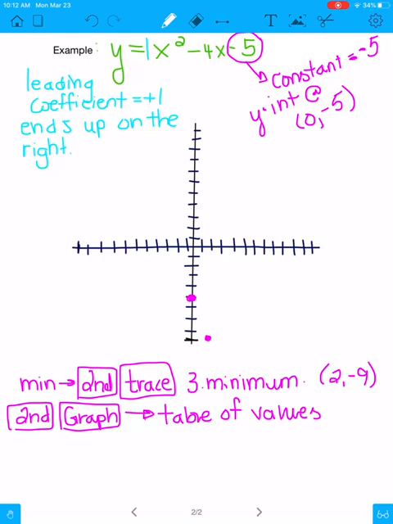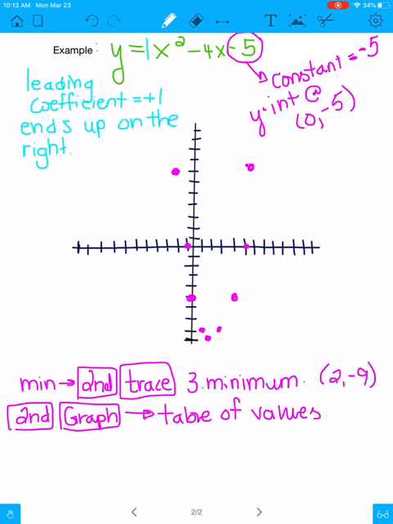Then I go to my table of values and I pull off negative 2 and 7. Negative 2 and 7 was on my table of values on my calculator. And then negative 1 and 0, and then 0 and negative 5, 1 and negative 8, 3 and negative 8, 4 and negative 5, and 6 and 7.